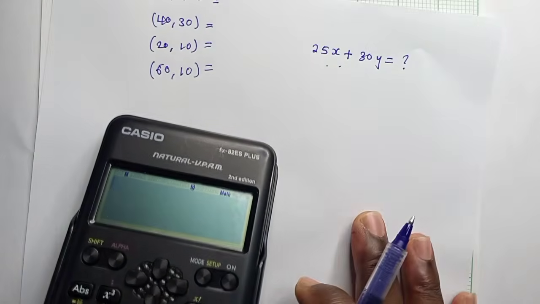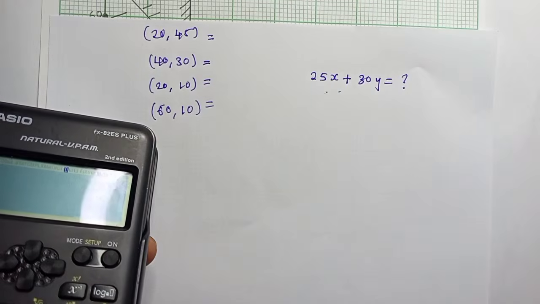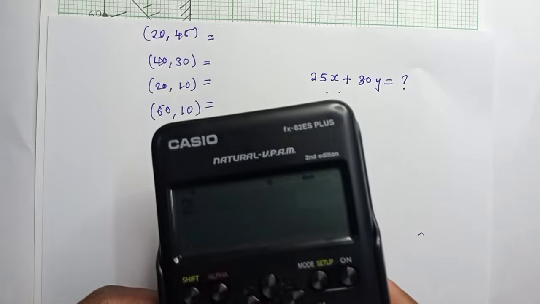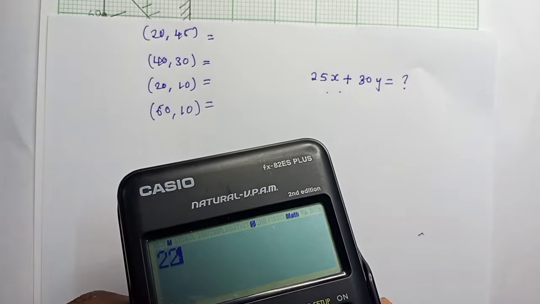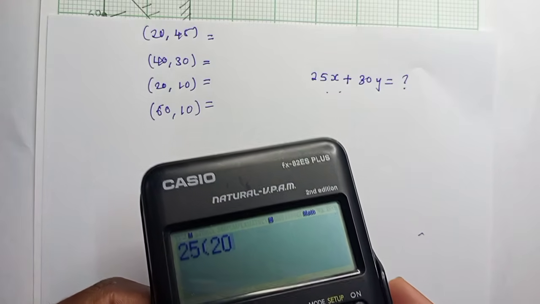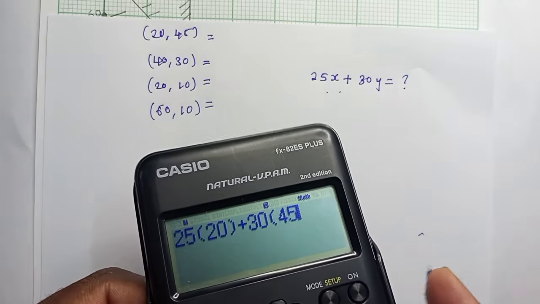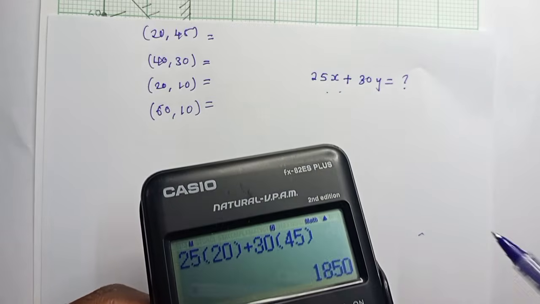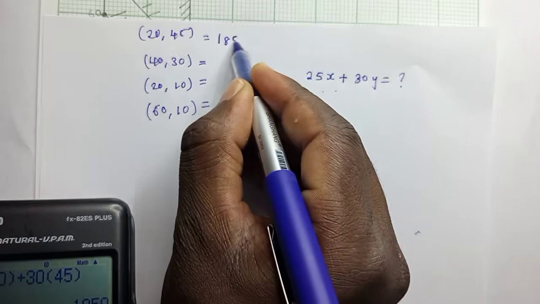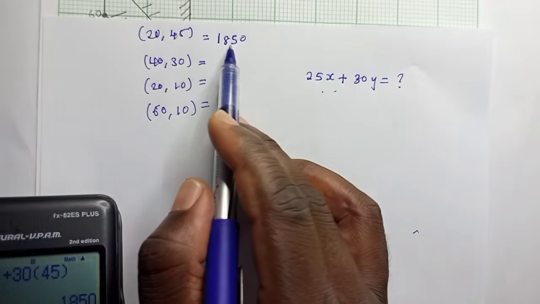So this is what we're going to do. Hopefully you'll be able to see. We're going to say 25 open bracket 20 close plus 30 open 45 close is equal to 1850. I just got this x value, put it here, and calculate. It gave us this one.